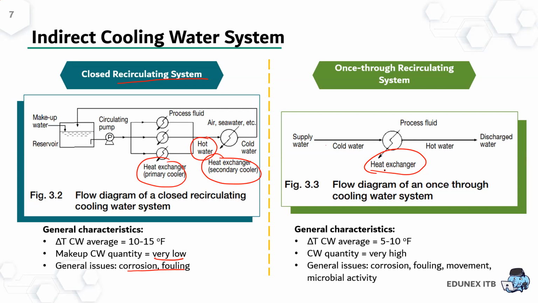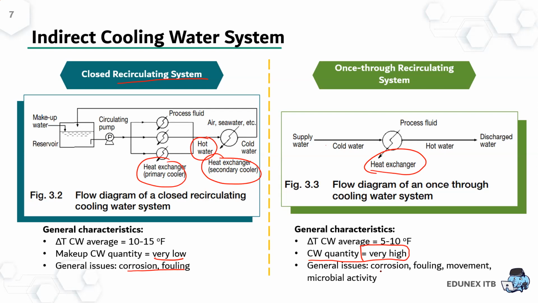Efficiency, the water is just consistently getting thrown out. So that's why in here the quantity of the makeup cooling water is very high, because we need to supply water continuously in order to proceed with the process, because there is no recirculation.